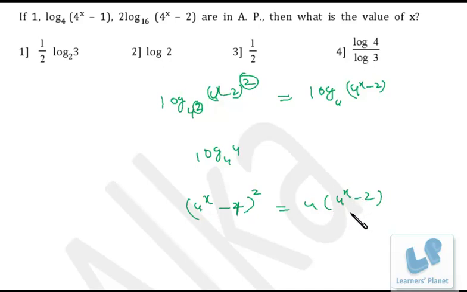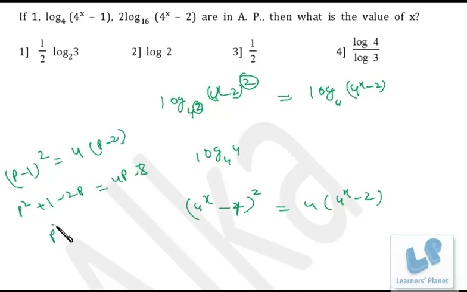Now we have got a quadratic equation over here and we have to get the value of x, right? So 4 raised to x can be assumed as p, whatever. So it's p minus 1 whole square is equal to 4p minus 8. So p square plus 1 minus 2p is equal to 4p minus 8. So p square minus 6p plus 9 is equal to 0. So it's p minus 3 whole square is 0, right? And that means p is equal to 3.